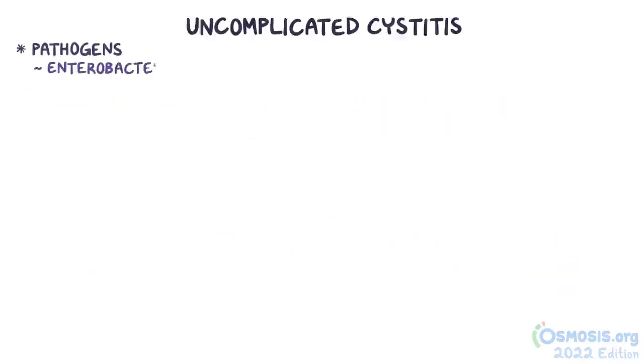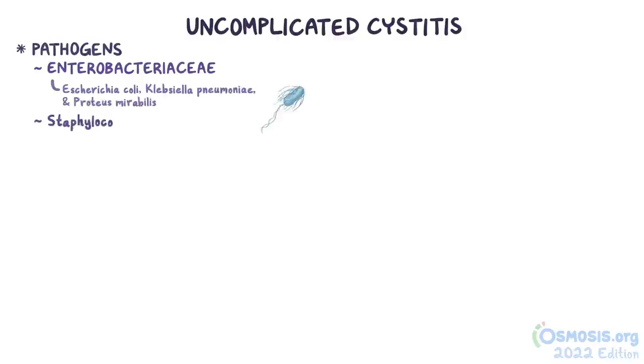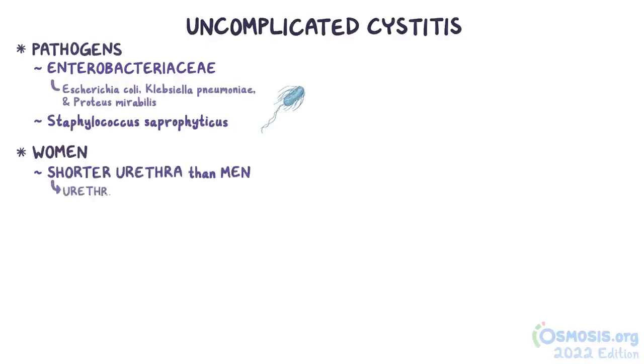So let's start with uncomplicated cystitis. The most common pathogens are Enterobacteriaceae, which include Escherichia coli, Klebsiella pneumoniae, and Proteus mirabilis. Another pathogen is Staphylococcus saprophyticus. Uncomplicated cystitis usually appears in women because they have a shorter urethra than men, making the urethral meatus closer to the anal orifice.